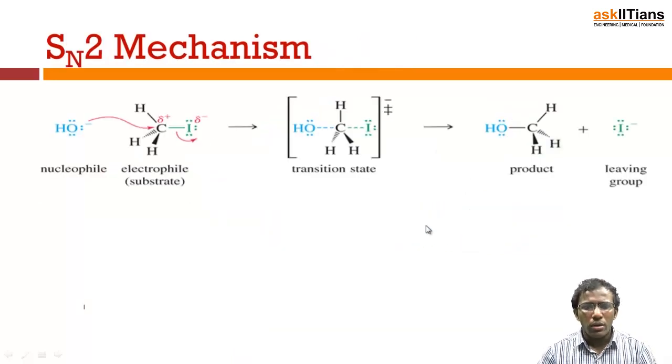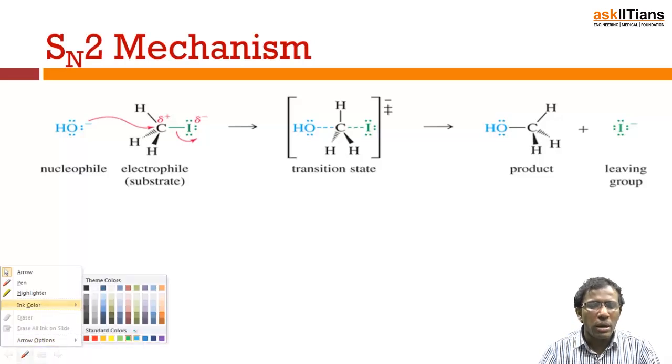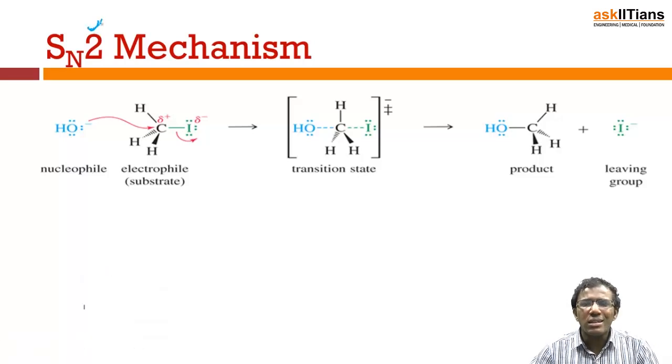Okay, so this is all about the SN1 reaction, right? Now let's discuss the second type of mechanism, that is the nucleophilic substitution bimolecular. The 2 indicates that it is bimolecular. That means there are two molecules, two species involved in the rate determining step.